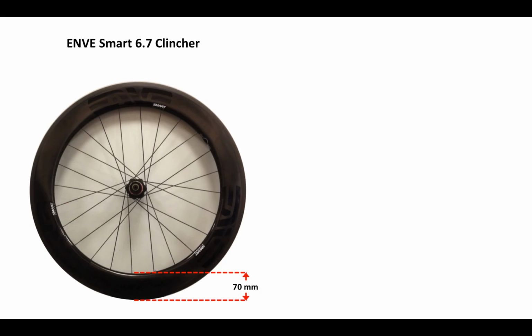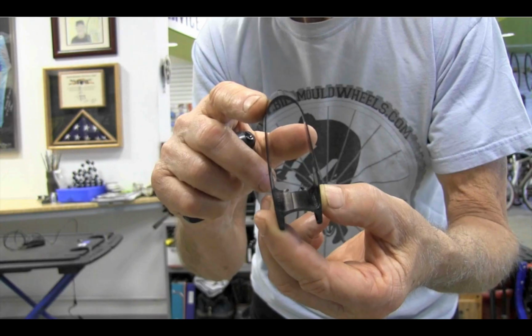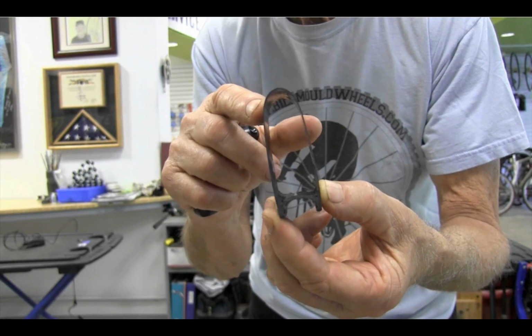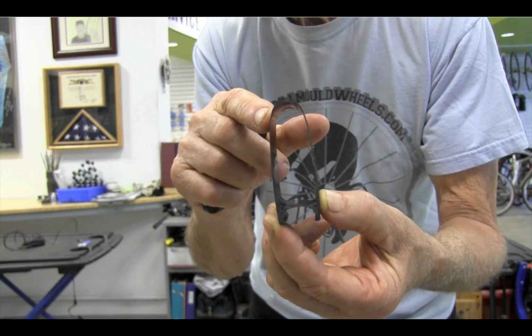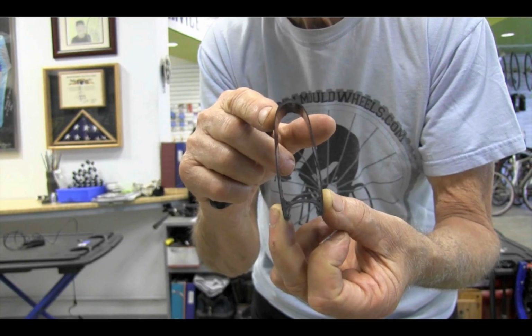This is the rear wheel from an Envy SES 6.7 clincher set. The rear rim is 70 millimeters deep. The front would be 60. I want to show you a close-up of the cross-section of this 70 millimeter rim. So here it is, pretty beautiful rim. I'm going to show it to you from different angles. Very beautifully made carbon fiber rim.